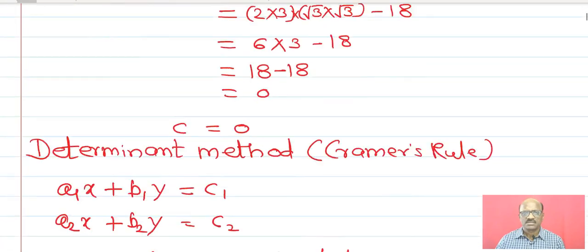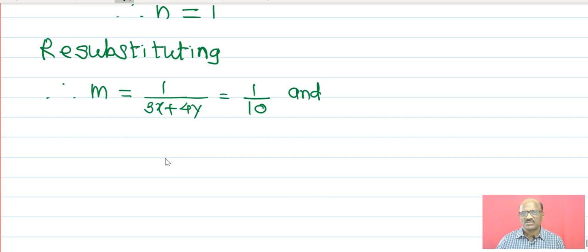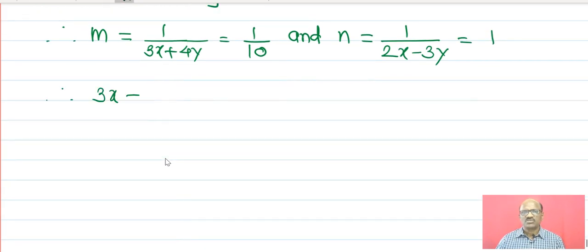Resubstituting, you will get m is equals to 1 upon 3x plus 4y, which is equal to 1 upon 10, and n is equals to 1 upon 2x minus 3y is equals to 1. Now make the reciprocals. त्यांचे व्यस्त करायचे म्हणून आपल्याला काय मिळेल तर 3x plus 4y is equals to 10. This is the next equation, equation number 7.